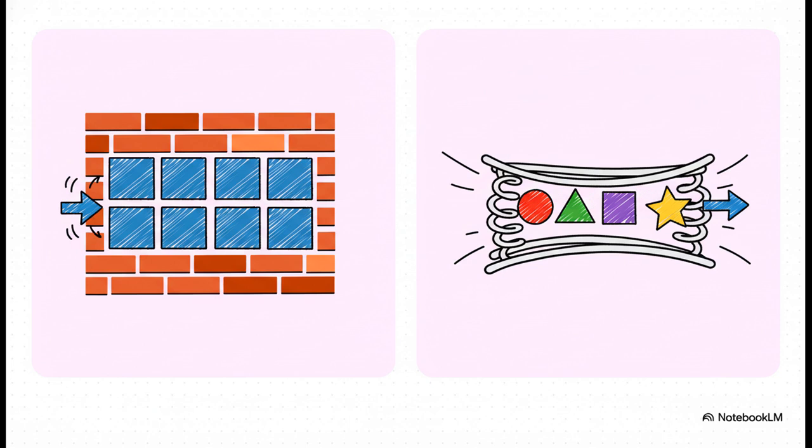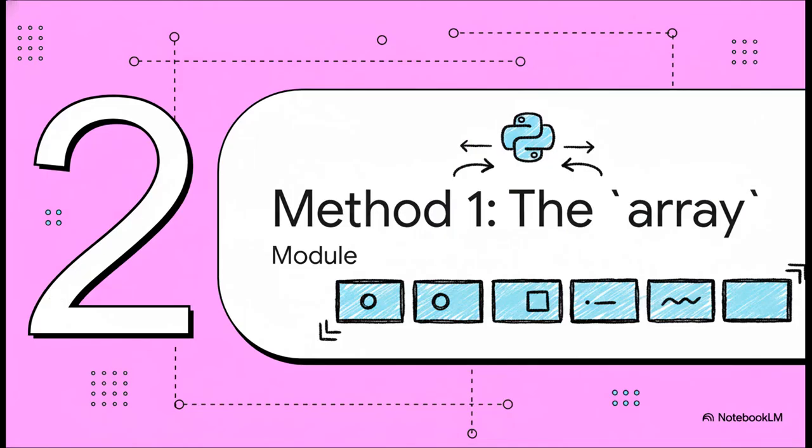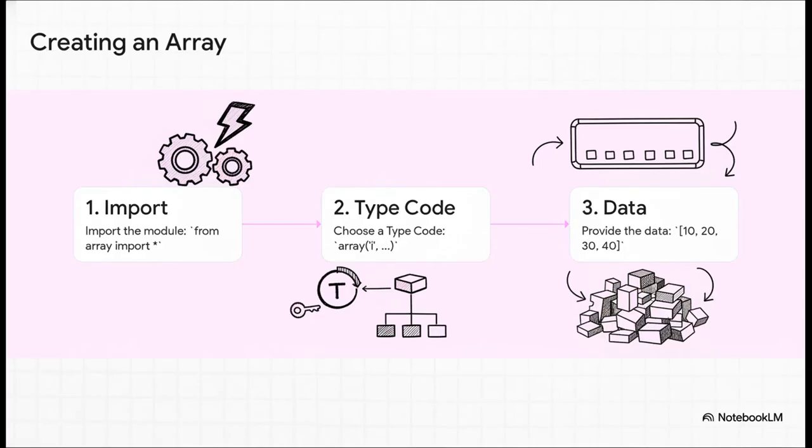So you might be wondering, if Python's regular lists are so flexible and amazing, why would you ever need a more traditional, rigid array? Well, it all comes down to one thing: memory efficiency. And the first way to do that is with the built-in array module. It's a pretty simple three-step process.